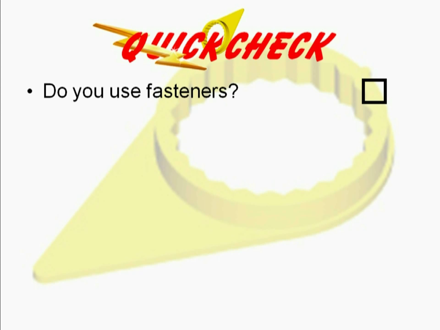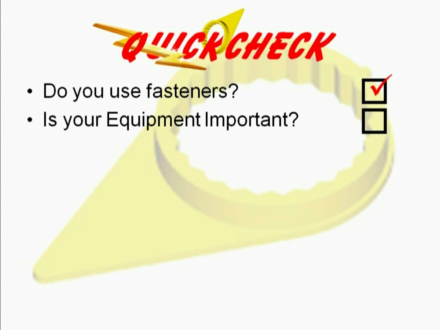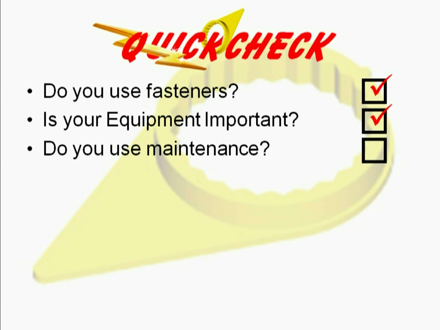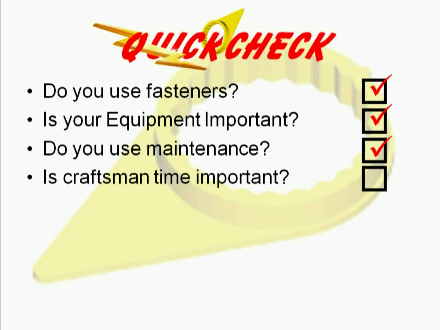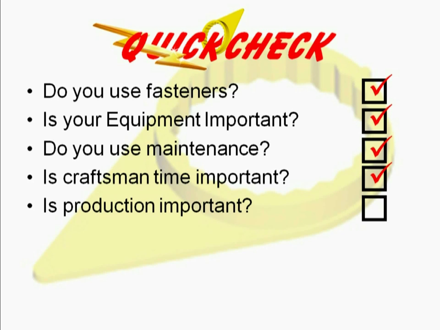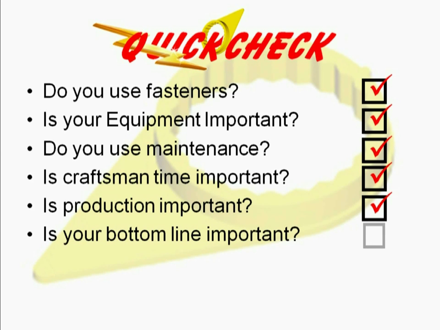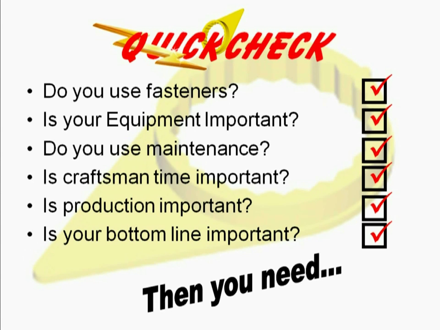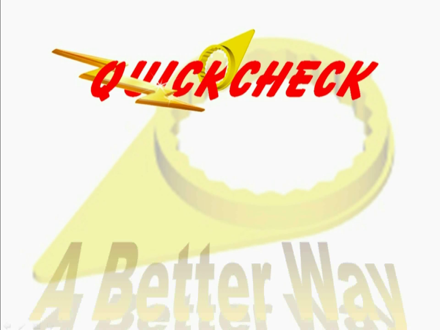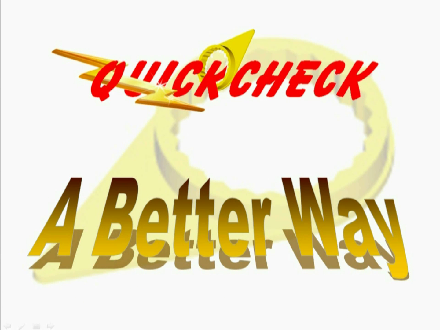So let's do a quick little check. Do you use fasteners? Check. Is your equipment important to you? Check. Do you use maintenance? Yeah, check. Is craftsman time important? Check. Is production important? Check. Is your bottom line important? Check. Well, if you can check these boxes, then you need Quickcheck loose fastener indicators. There's simply a better way.